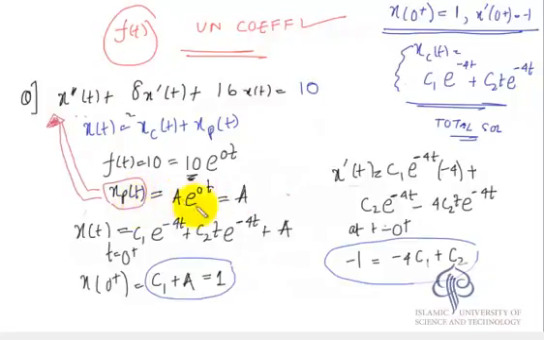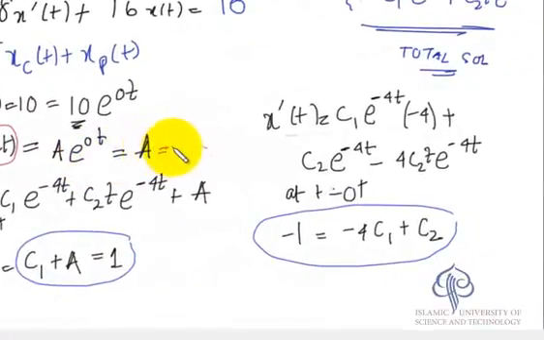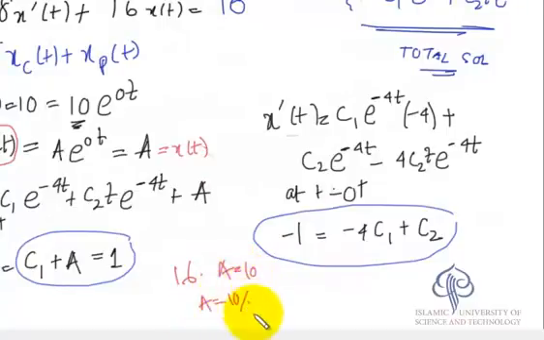So if we substitute xp(t) is equal to a is equal to x(t), because it's a particular solution to this non-homogeneous equation, we get on the left hand side the double differential of a, which is 0, the single differential of a, which is 0, 16 times a is 10. So this gives us a is 10 by 16, which is 5 by 8.